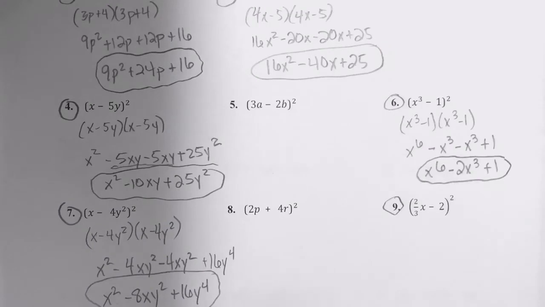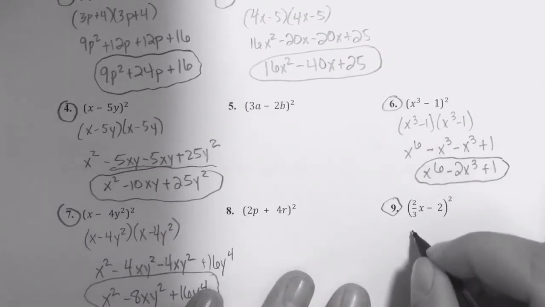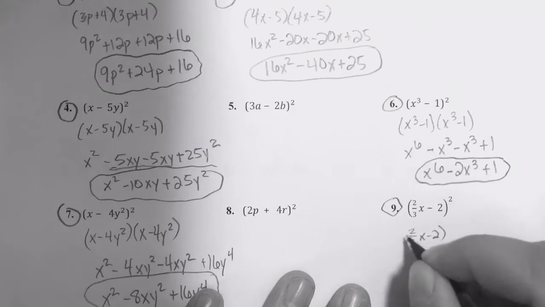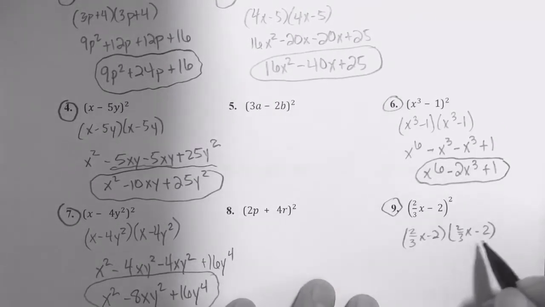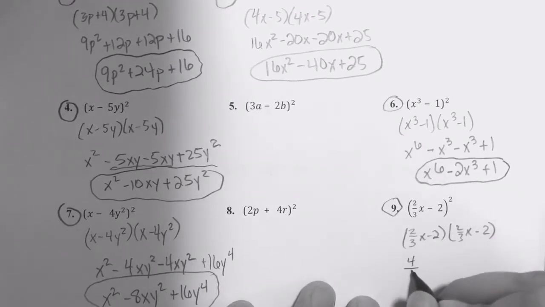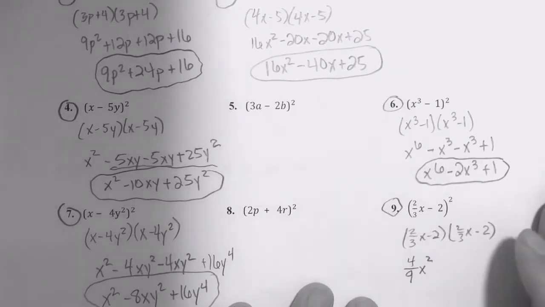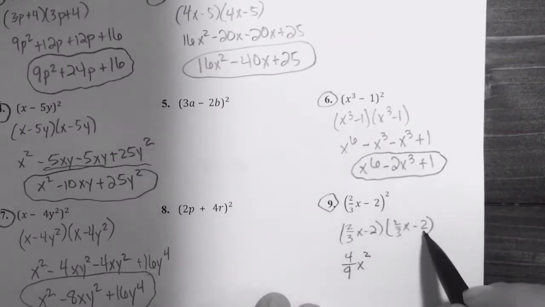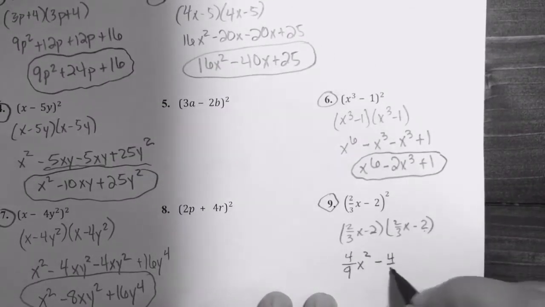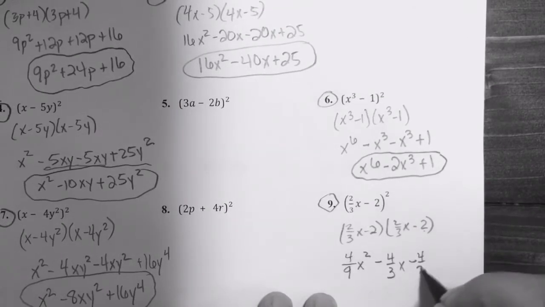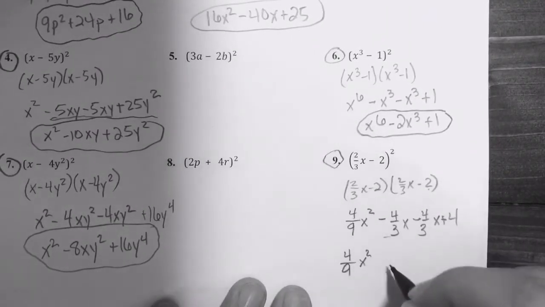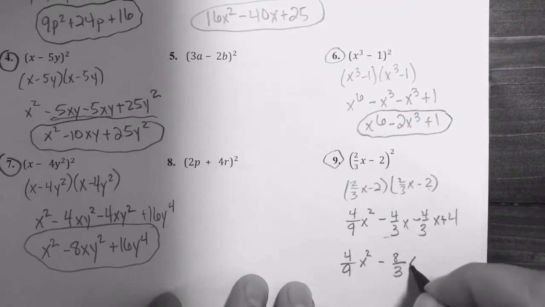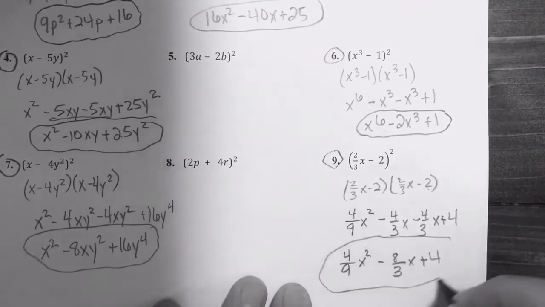And this last one here, we got 2/3 x minus 2 twice. So 2/3 x times 2/3 x is 4/9 x squared, because you just multiply the tops and you multiply the bottoms. 2/3 times negative 2 would be minus 4/3 x, minus 4/3 x, plus 4. Well, we can combine those like common denominators. So we got 4/9 x squared minus 8/3 x plus 4.